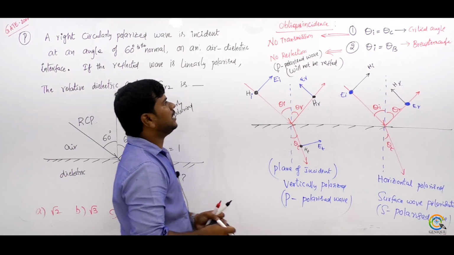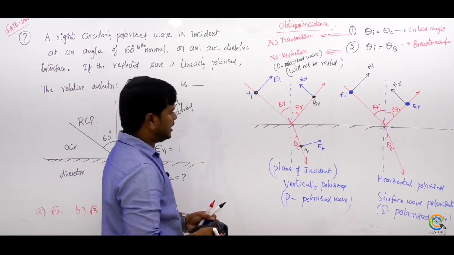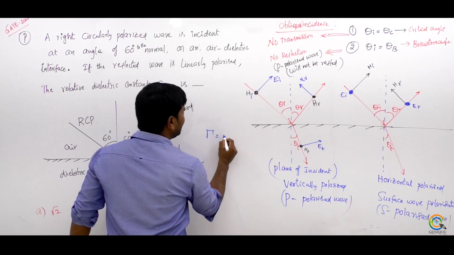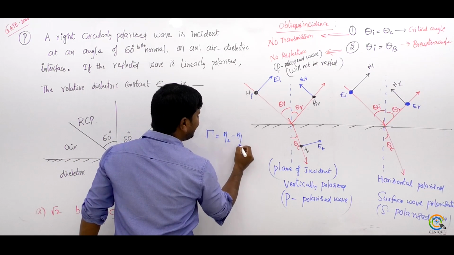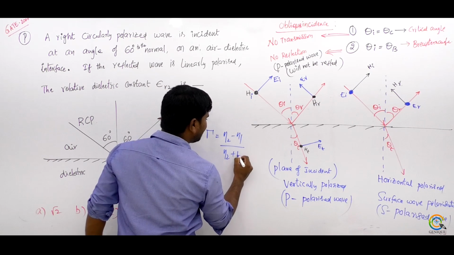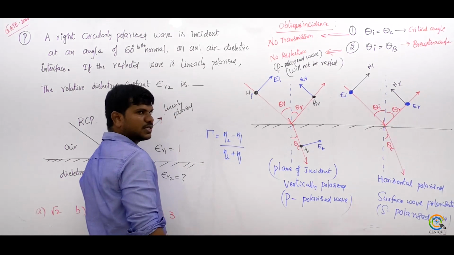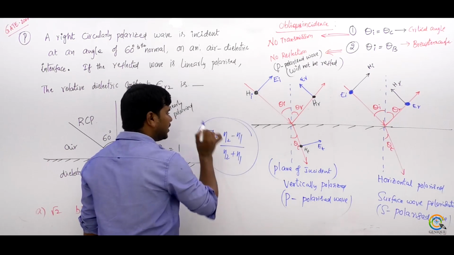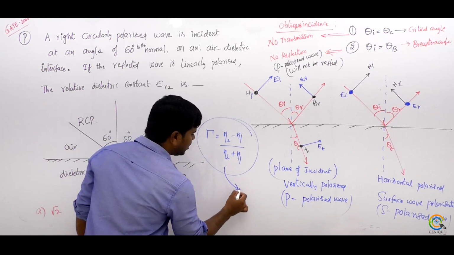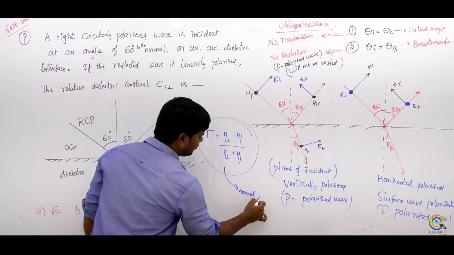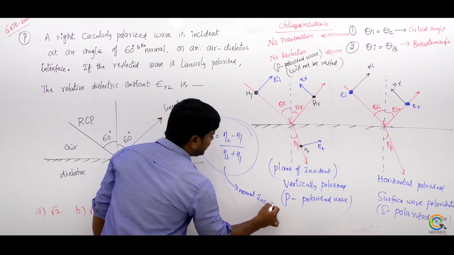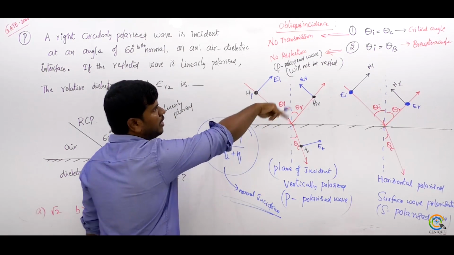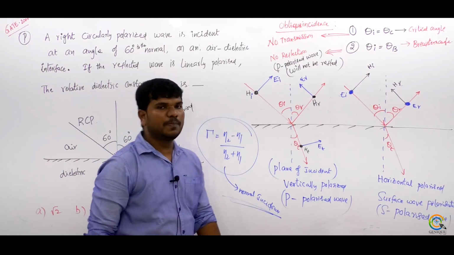So how can we define the reflection coefficient for normal incidence? For normal incidence, the reflection coefficient will be eta 2 minus eta 1 divided by eta 2 plus eta 1. So this is the reflection coefficient, but this is for normal incidence. This cannot be applicable when we are going for oblique incidence.